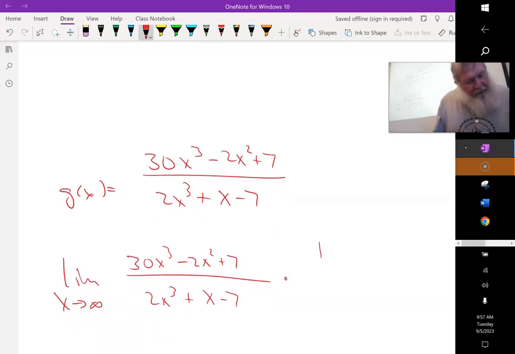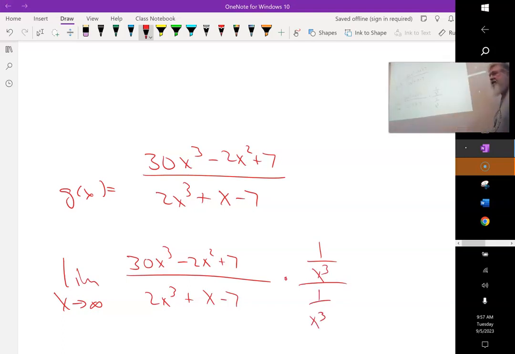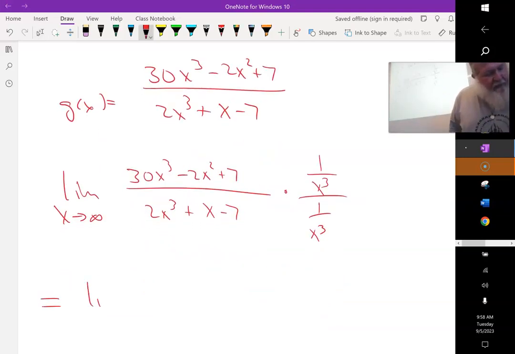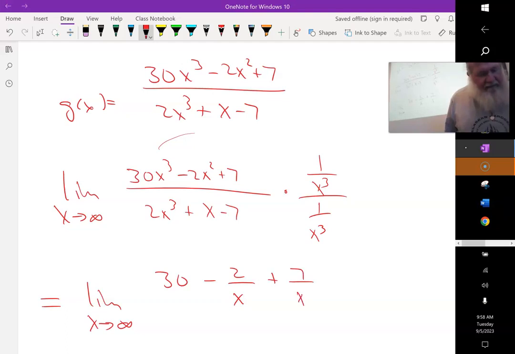Let's go ahead and multiply by 1 over x cubed, 1 over x cubed, a form of 1. And why did I use x cubed? Because that's the highest power here, and you'll see what happens in the next step. In the next step, when we distribute that 1 over x cubed through, what's the first term going to happen? Well, the x cubes would cancel. We just get what? 30. The next, we'd get what? Minus 2 over x, because one of the x squareds would cancel, but one of the x's would stay behind. And then we get what? 7 over x cubed. Go ahead and distribute across the denominator for me.